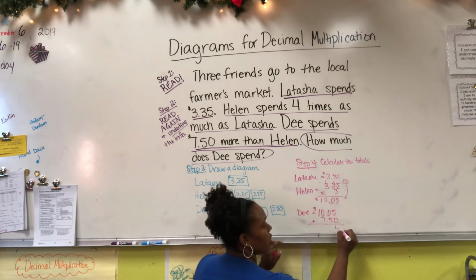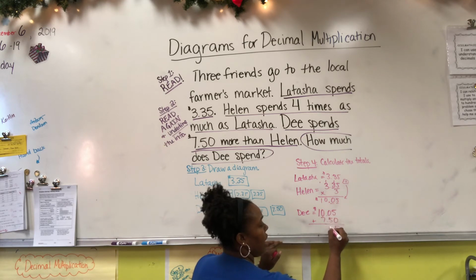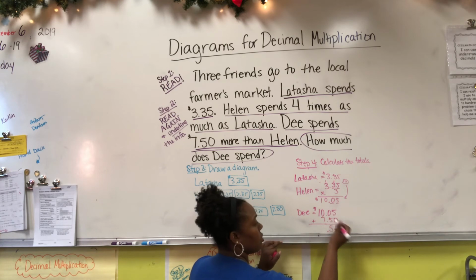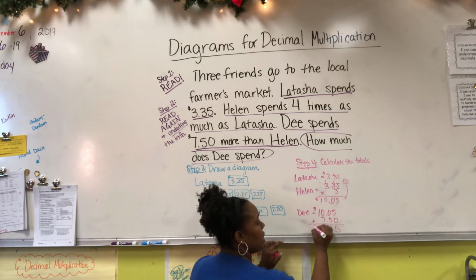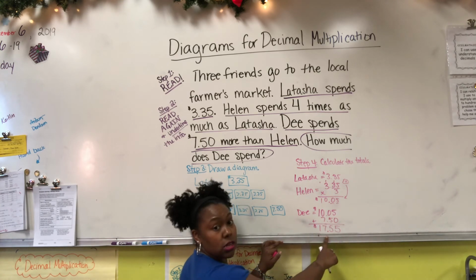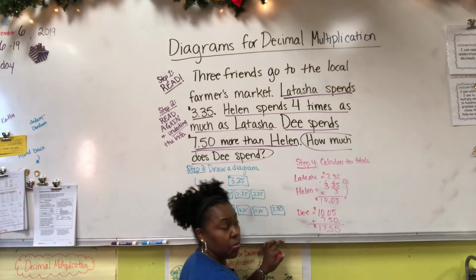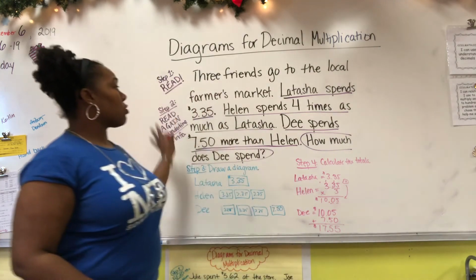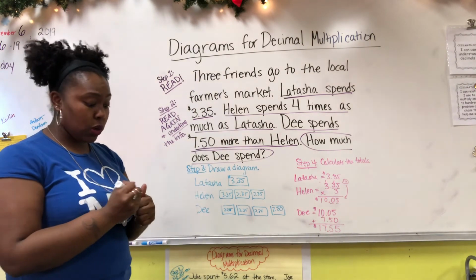5 plus 0 is 5. 0 plus 5 is also 5. Drop the decimal. 0 plus 7 is 7. And that 1 plus nothing is going to drop right down. Dee spent $17.55. Okay? If you do these 4 steps, you should be totally fine.